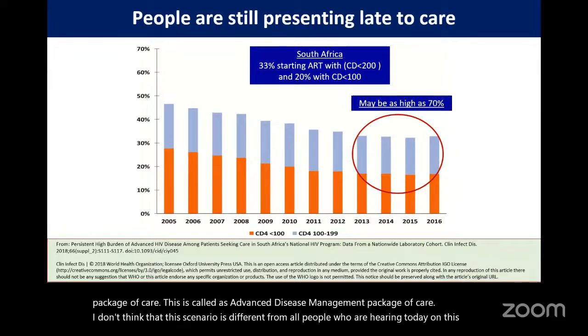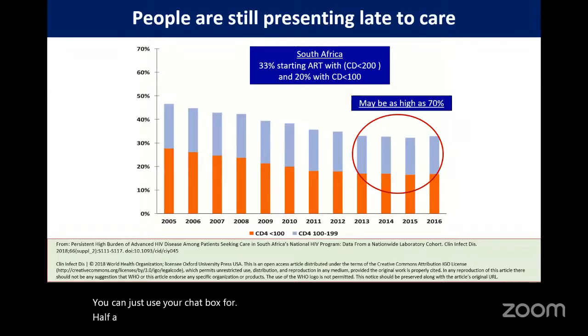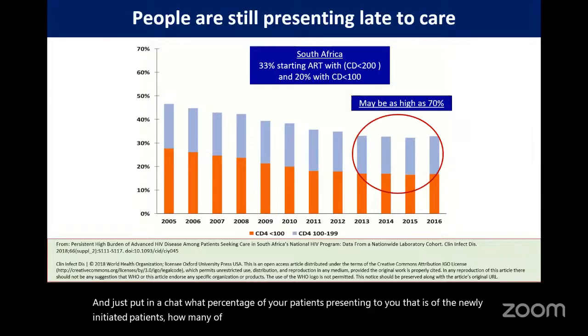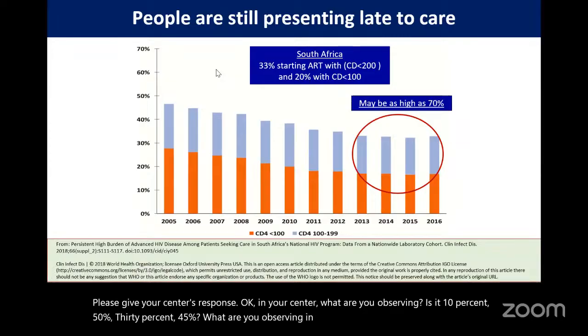You can just use your chat box for half a minute and just put in the chat what percentage of your patients presenting to you, that is, of the newly initiated patients, how many of them have a CD4 count less than 200? Please give your center's response. In your center, what are you observing? Is it 10%, 50%, 30%, 45%? What are you observing in your center? Come on, use your chat box.